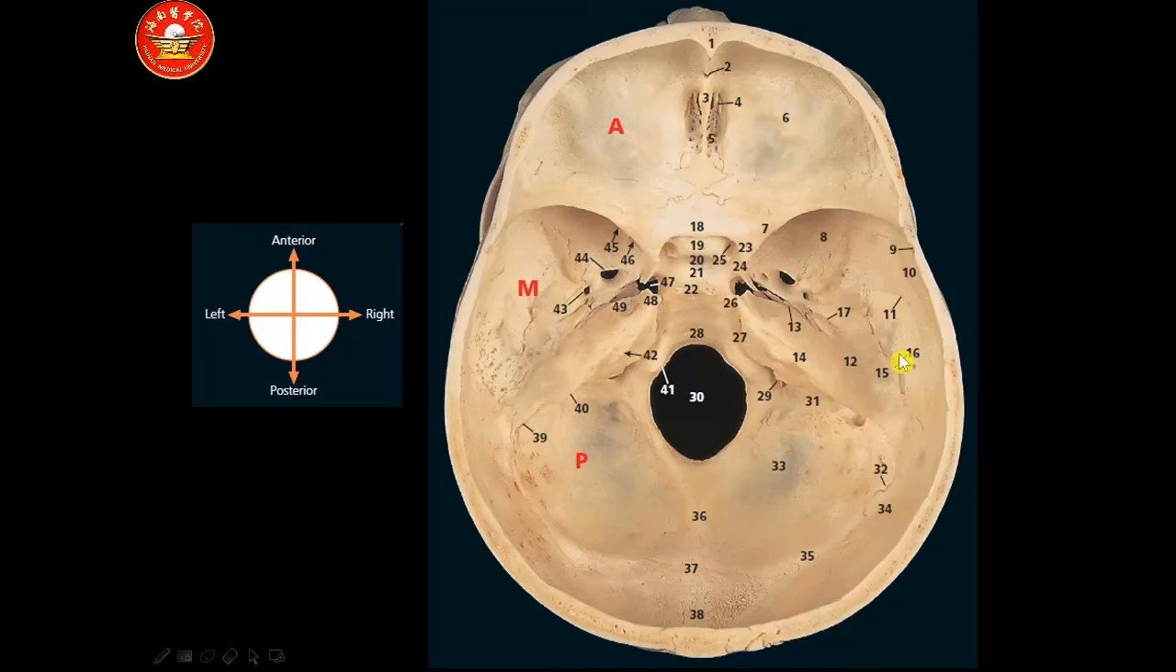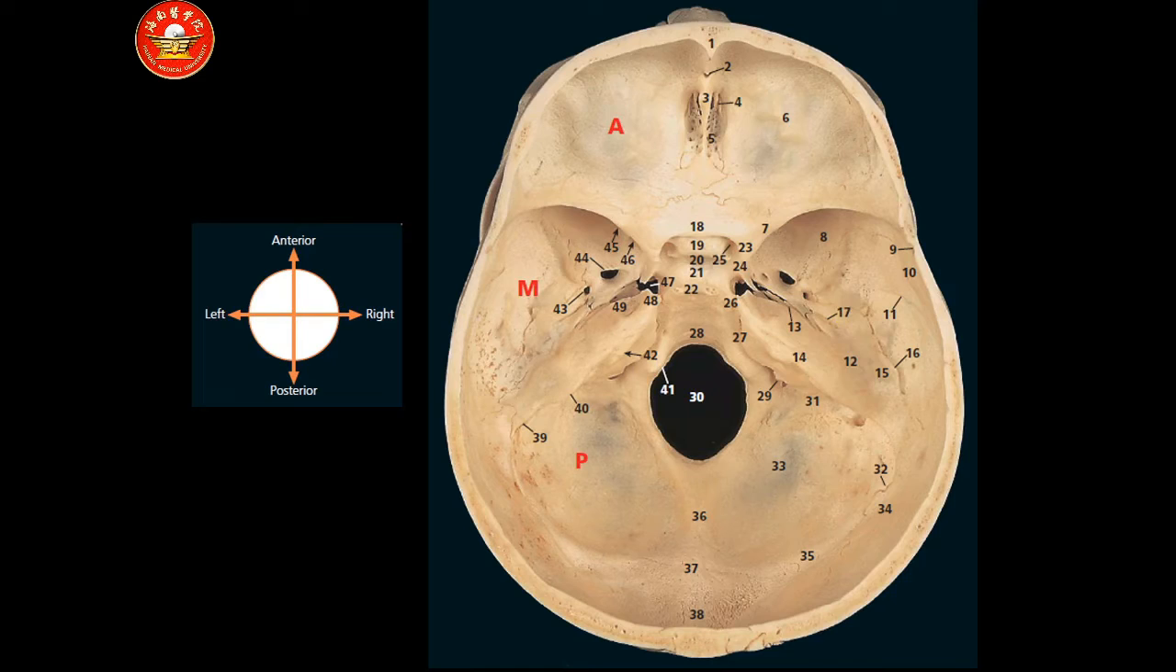Number 12 is the petrous part of the temporal bone. Number 13 here, the hiatus and groove for the greater petrosal nerve. Number 14, groove for the superior petrosal sinus. Number 15, the arcuate eminence. Number 16, petrosquamous fissure. Number 17, hiatus and groove for the lesser petrosal nerve.